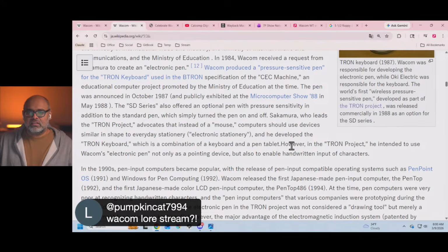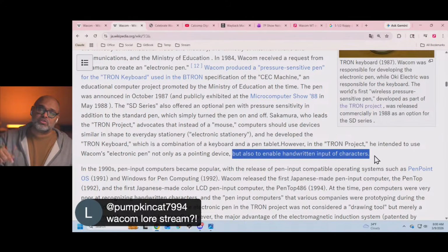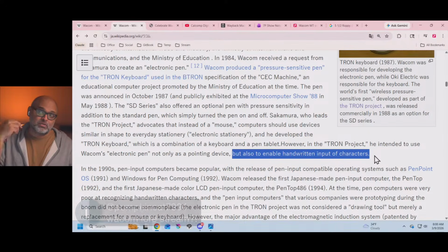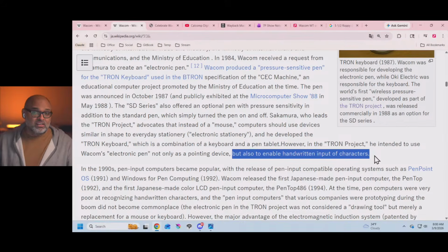So, here's another topic. However, in the Tron project, he intended to use Wacom's electronic pen not only as a pointing device, meaning to point, like click on things, but also to enable handwritten input of characters, which just goes to show you the idea that computers would recognize handwriting is really ancient. They only recently, I think, got good at it. But the idea that they would be doing it was very important.